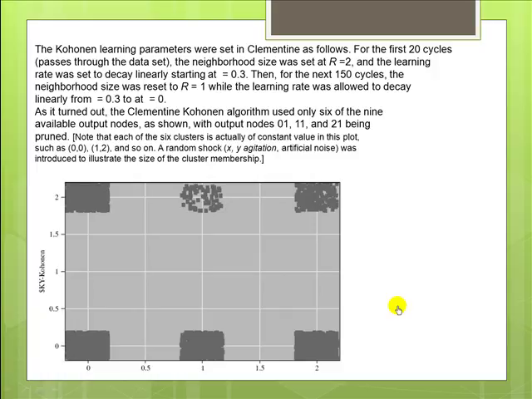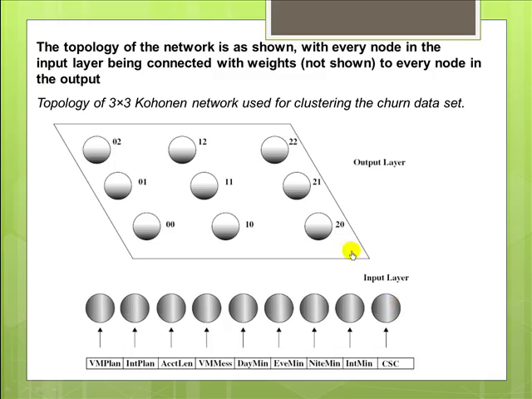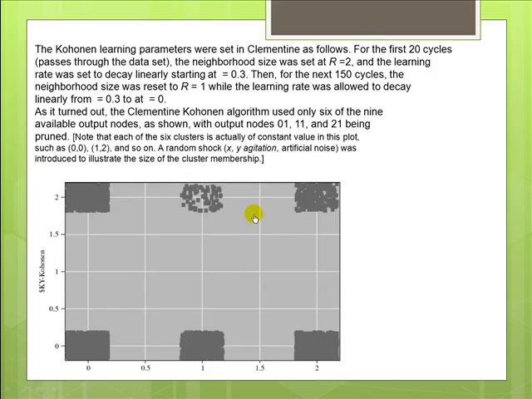The Kohonen learning parameters were set in Clementine as follows. For the first 20 cycles through the data set, the neighborhood size was set at r equals 2. What that seems to mean is that everything is in the neighborhood of any particular node, right? Because suppose this was the node, this is only 2 away, I guess. I'm not sure if that's considered 2 or not. I think it is. So everything is in the neighborhood of everything else if you define r equals 2.